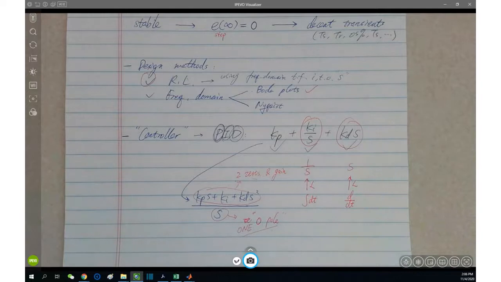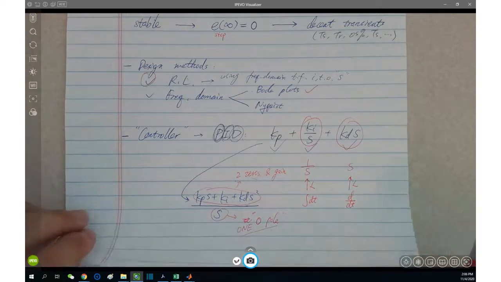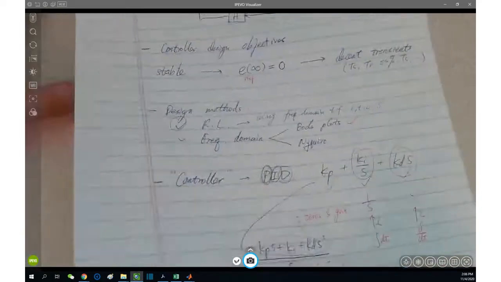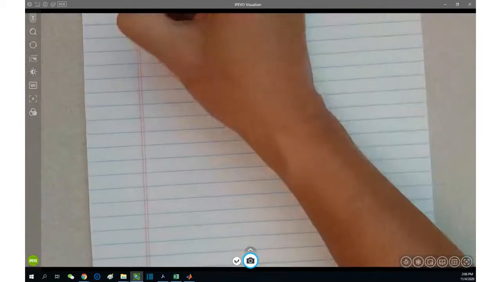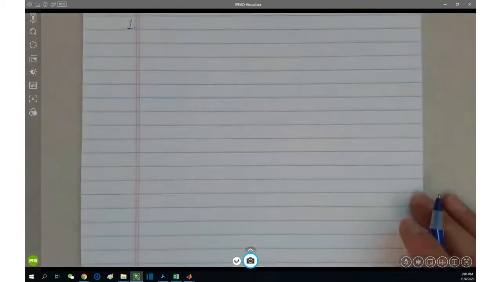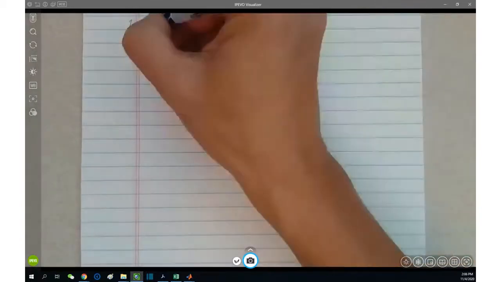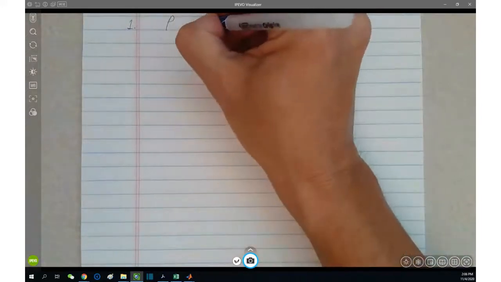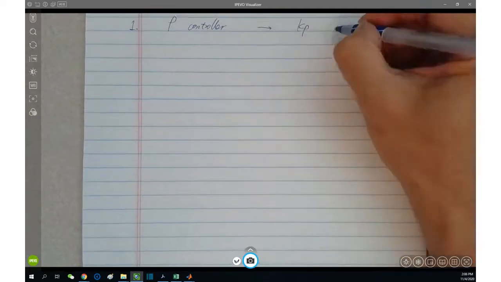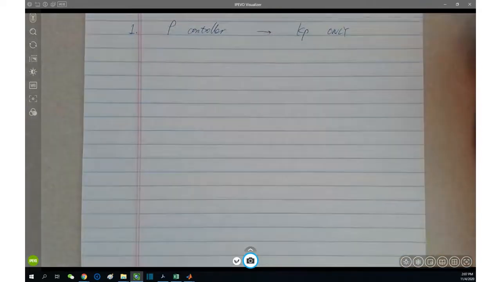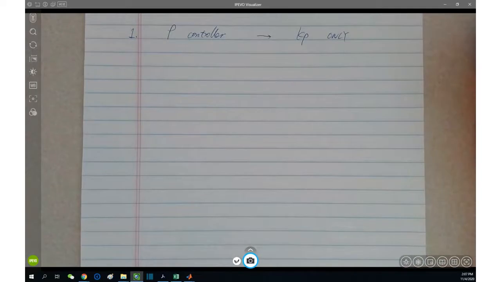We just study the PID and see the nature about this. To study the PID, we can begin with the very easy one, the most basic one, which is to study the P controller itself. P controller. In other words, we only have a gain, constant gain KP.